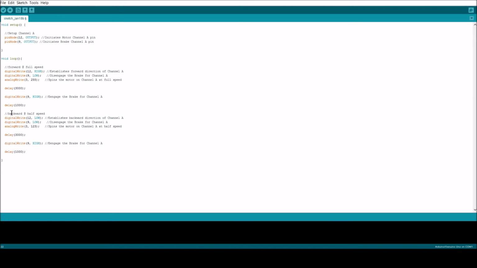Then to go backwards at half speed, you would have to put the direction as low, which would make it backwards, disengage the brake by putting it to low, and half speed would be 123 out of a possible 255 on pin 3. And that's going to go on for 3 seconds. Then I would engage the brake, which is pin 9, by setting it to high.